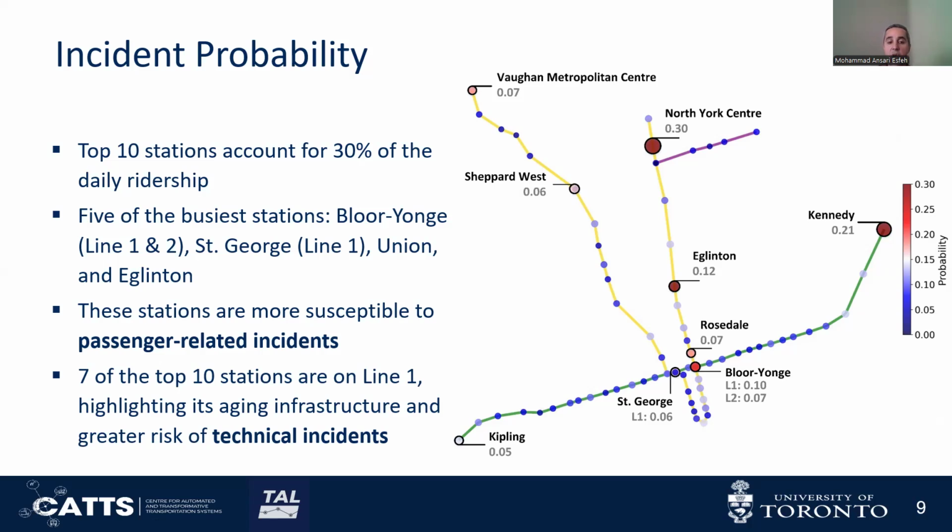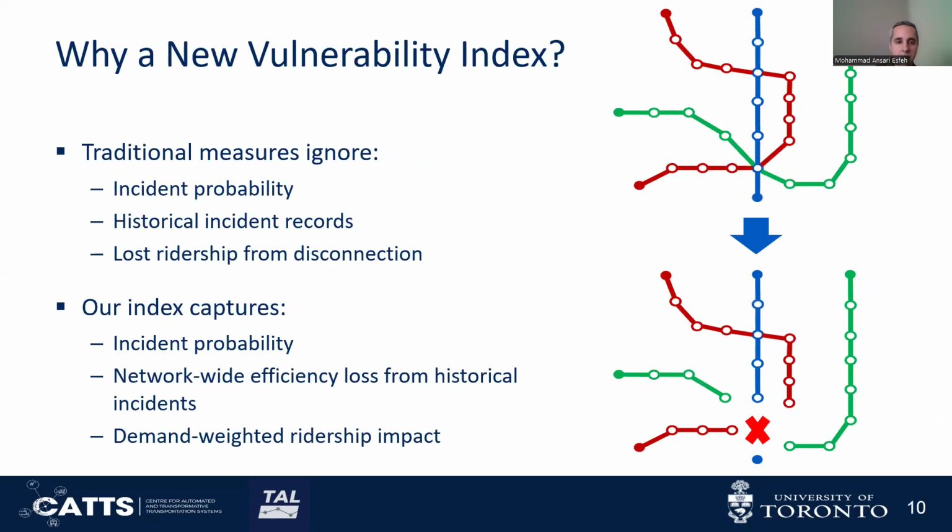Also, 7 of the top 10 stations are on line 1, which is basically the oldest and the busiest line in the Toronto subway network. And that highlights the combined role of high ridership and aging infrastructure, which makes these stations more prone to both technical incidents and also passenger-related incidents.